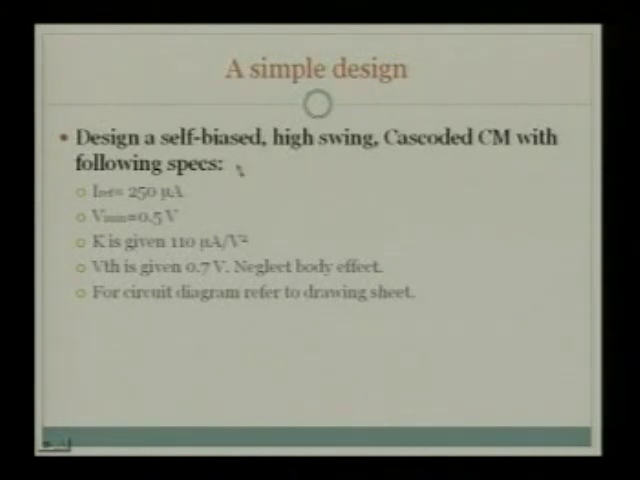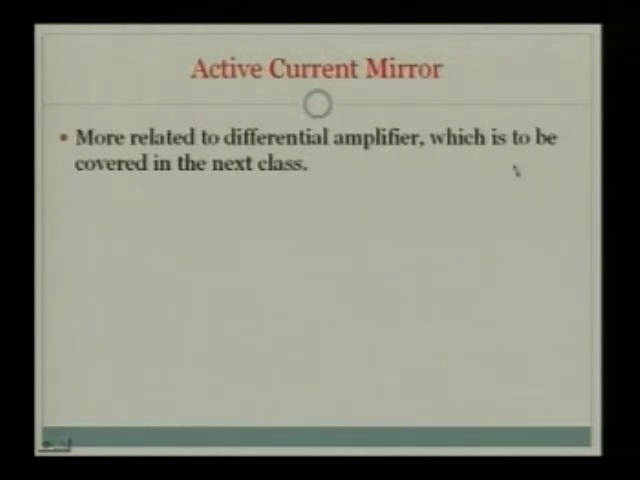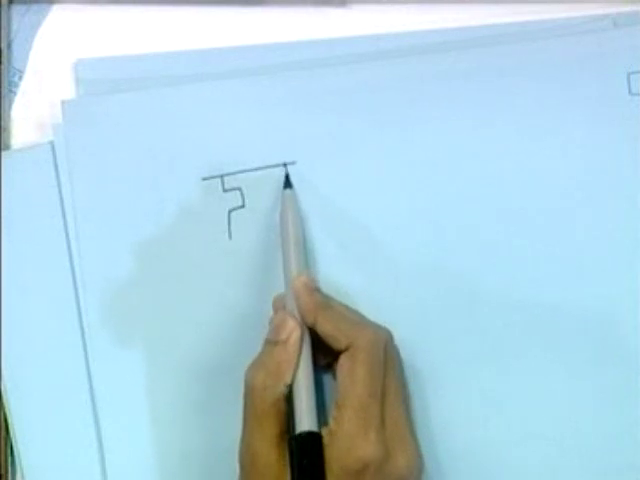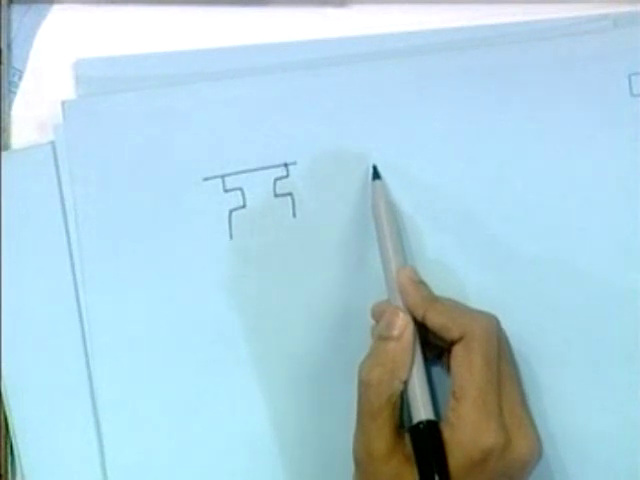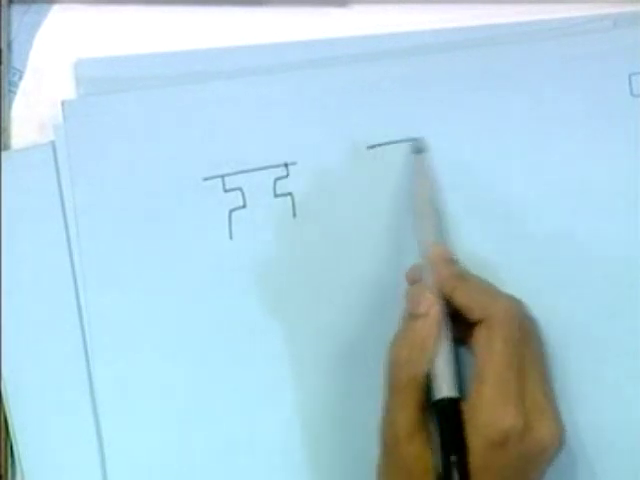This is a high-swing cascoded CM with the following specs, and this is the active current mirror. It is the last topic. Till now, I have discussed the passive current mirrors, which do not amplify the currents. But there is a special class of current mirrors known as active current mirrors, used in the context of DFAMs. One more thing I should mention: NMOS current mirrors are known as current sinks, and PMOS current mirrors are known as current sources.